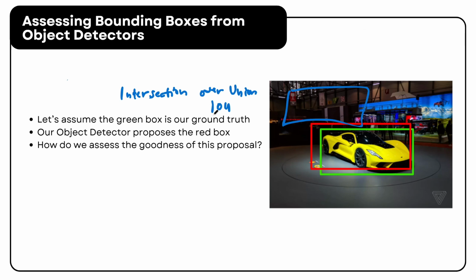So IOU helps us decide whether detection is considered correct or not. In most object detection tasks, a prediction is considered a true positive if the IOU is above a certain threshold. It is commonly 0.5. So in practice, this is how we quantitatively evaluate object detection performance, not just visually, but with a measurable score.